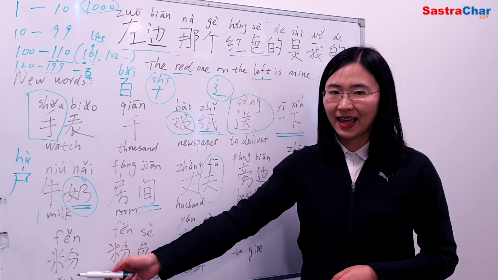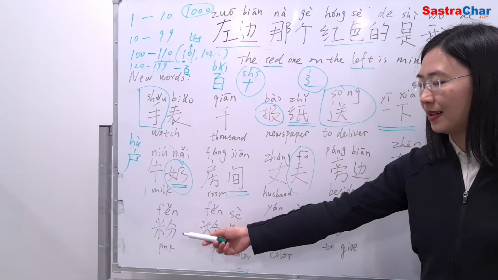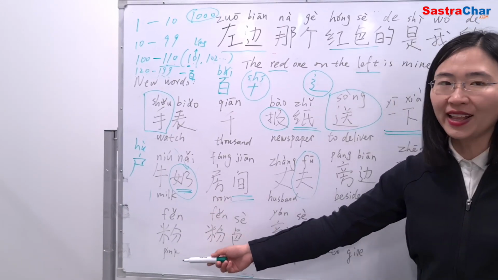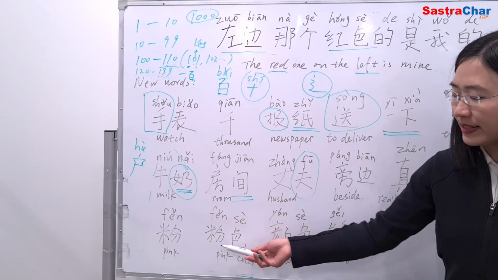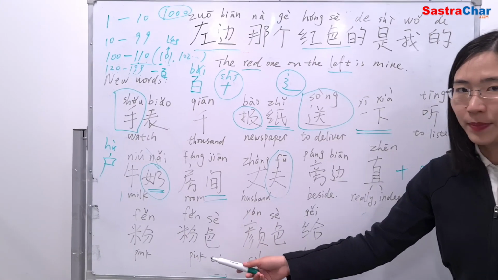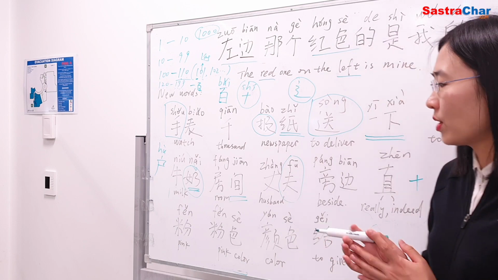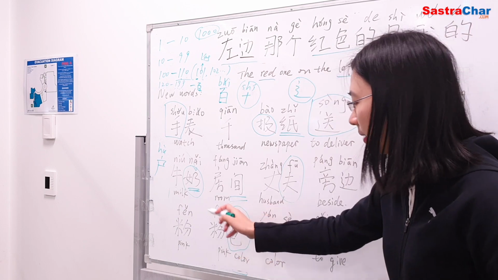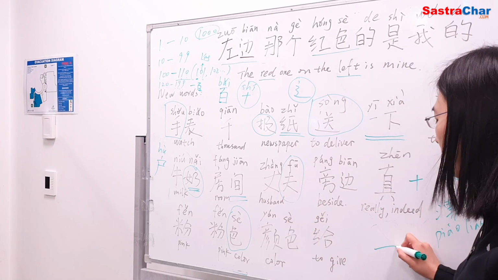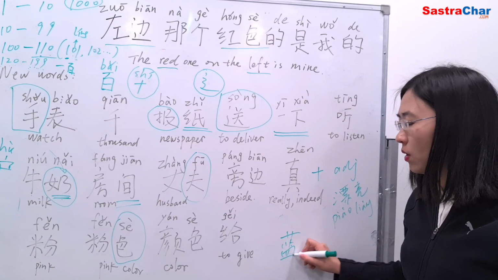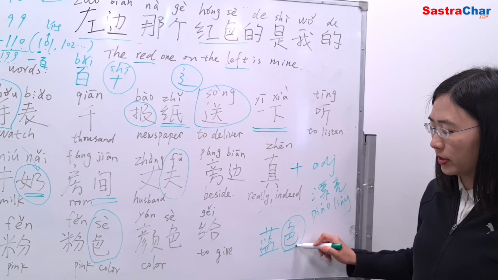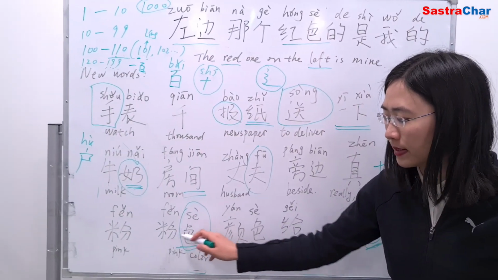Next is pink. Pink is 粉. 粉 means pink. It's a kind of color. So 粉色 also means pink color. 色 means color. If you want to say blue, we have a word for blue, which is 蓝. So if you want to say it's blue, you can say 蓝色, also with this character 色. 色 means color, so 粉色 is pink color.